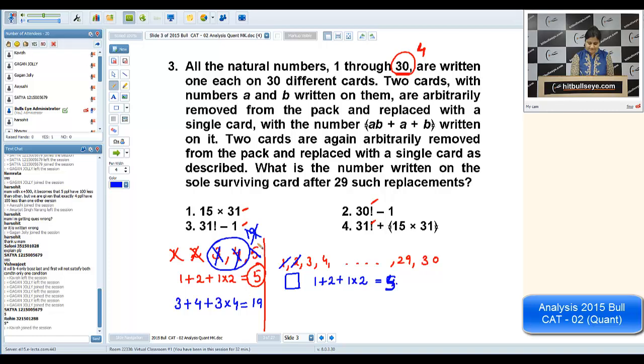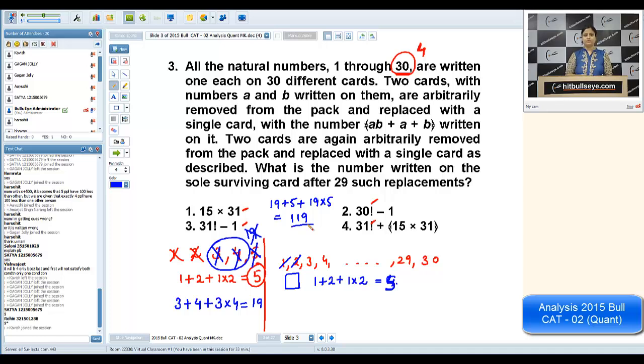Now you are taking these 2 out. You will get 19 plus 5 plus 19 into 5. So it comes out to be what? It comes out to be 119. So we can consider if we are taking 4 cards, we are getting the last result as 119.